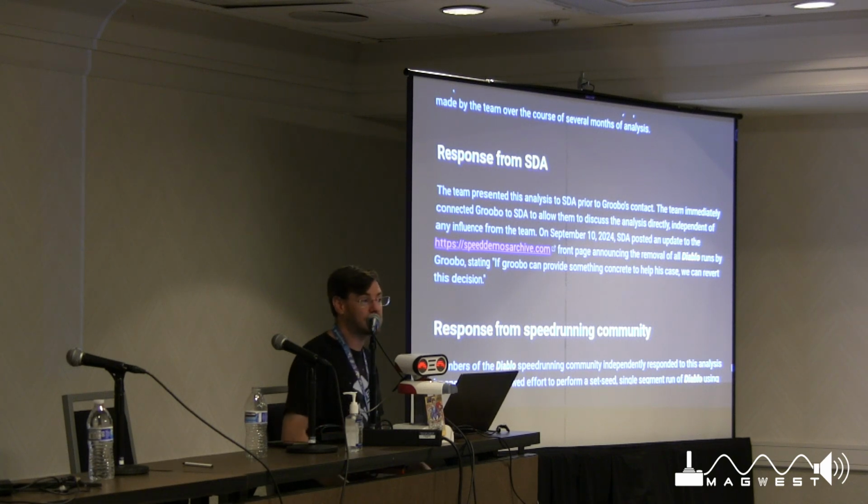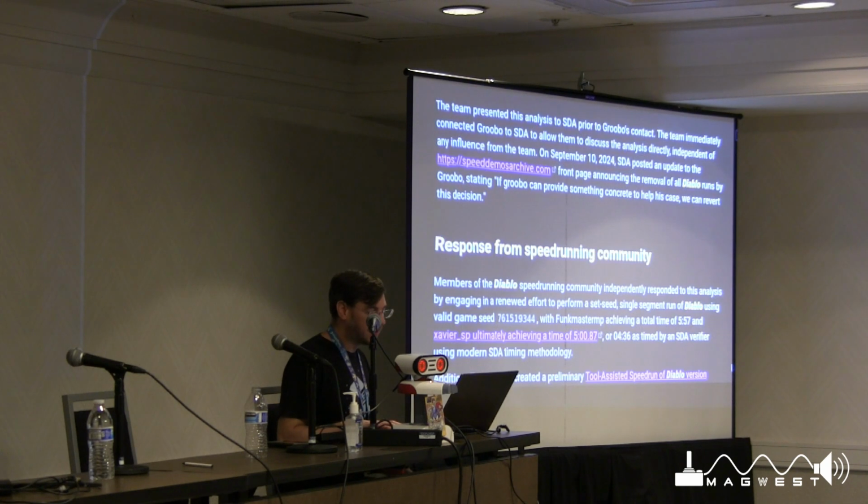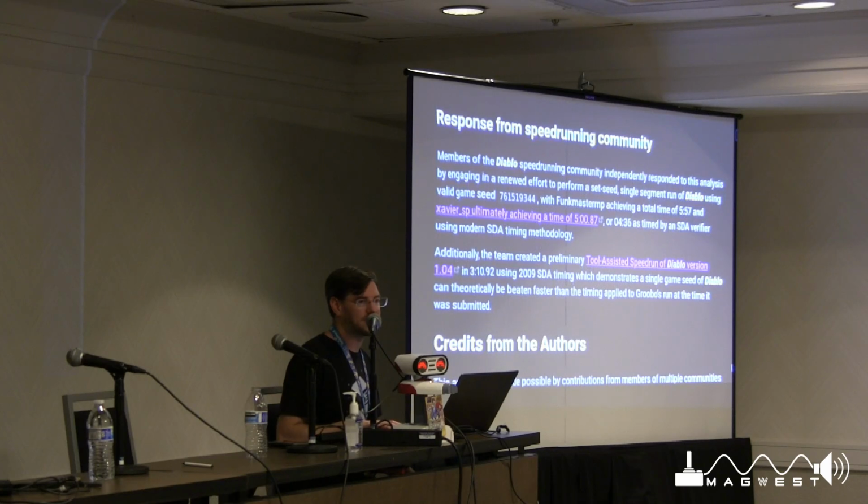The method that Grubo used was not at all valid or normal. The response from the speedrunning community was, of course, to get pissed off and make a new run. So, we now have runs that, using modern SDA timing, would be a 4-minute and 4-minute 36-second run. That is slower than 3 minutes and 12 seconds, but it's also done legitimately.